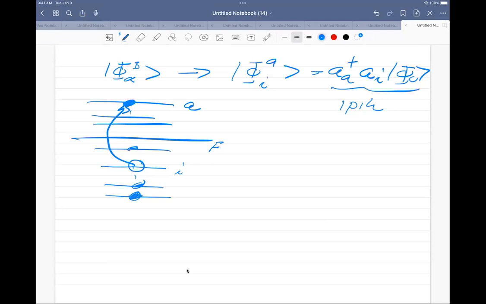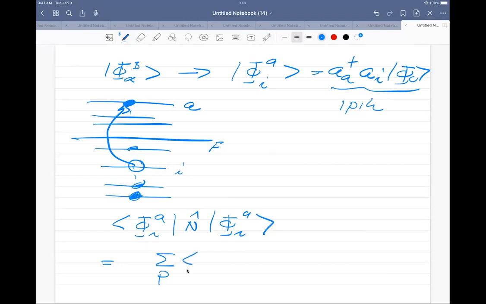So what we're going to do now is simply calculate this expectation value for this state with this new definition, where we have an I and an A. When we look at that one, this will be a sum over P, and this runs over all possible particle states.